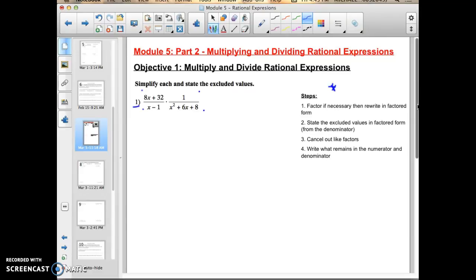Now, what pieces need to be factored is the question I'm asking myself. And it looks like there's 2 that need to be factored. The top right one, the number 1, does not need to be factored. It's just a number. The bottom left one, x minus 1, also is already a factor, so that doesn't need to be factored. So that leaves me this top left piece, the numerator over here, 8x plus 32, and this bottom right piece, x squared plus 6x plus 8. Both look like they potentially could be factored.